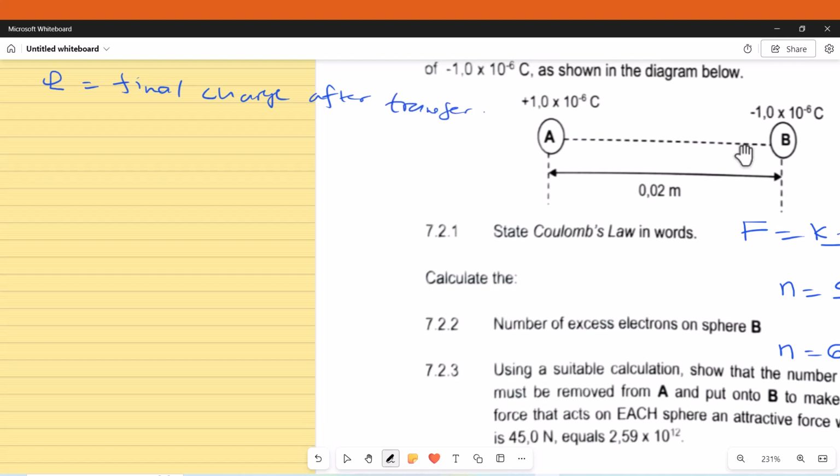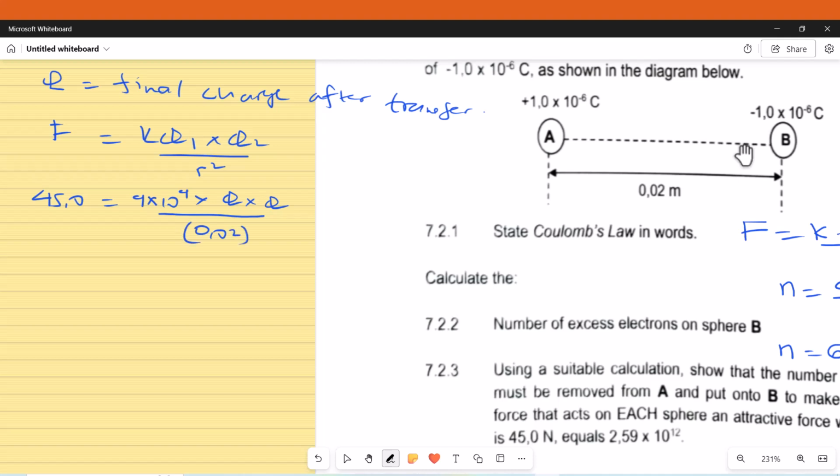Now the attractive force is given by F = k Q1 Q2 divided by the distance squared. In this case, the force given is 45 newtons, so 45 equals k, that's 9 times 10 to the power 9, times the charge on Q1, which is Q, and Q2 is also Q, divided by the distance squared, which is 0,02 squared.